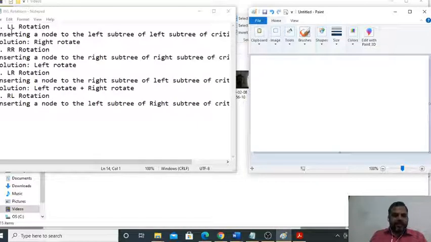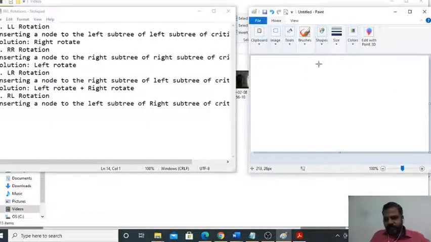First we can look at the LL rotation. The LL rotation condition occurs when you add a new node to the left branch of the critical node. The solution is to do one right rotation. The left branch of the tree is overloaded, and by doing right rotation, we balance the tree. So this is what we do in LL rotation. Let us see it with an example.